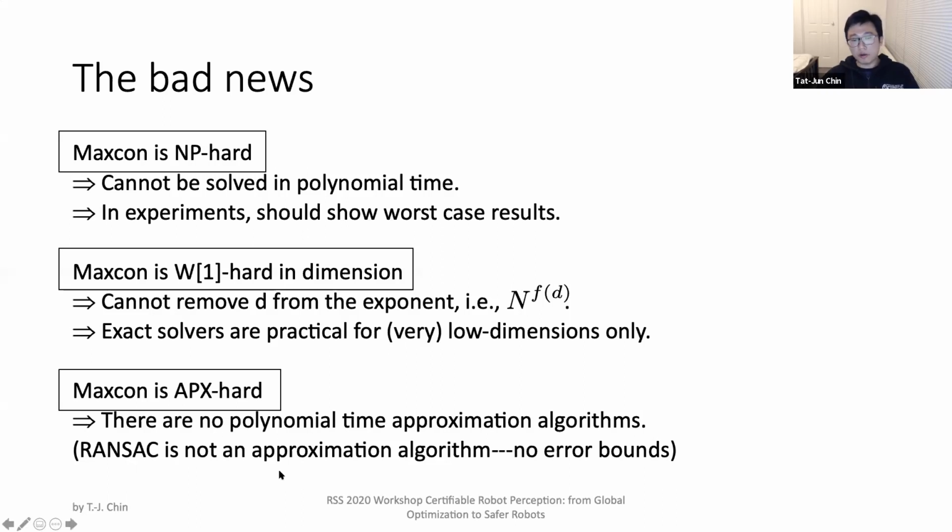So RANSAC is not an approximation algorithm, by the way, because there are no error bounds. As we mentioned earlier, when it gives you a bad result, you do not know why. You do not know if it's because you were unlucky and sampled the wrong minimal subsets, or there are no good solutions to be found.